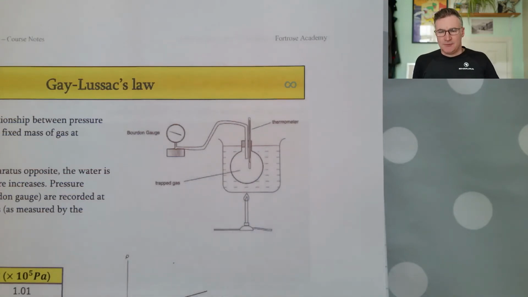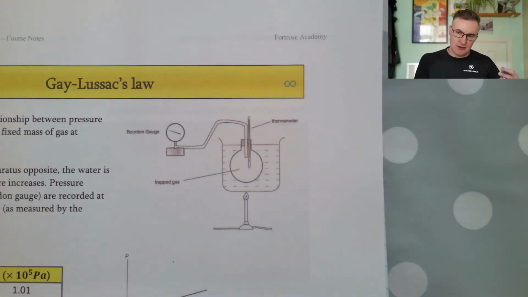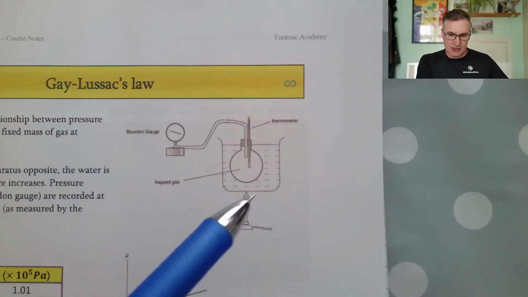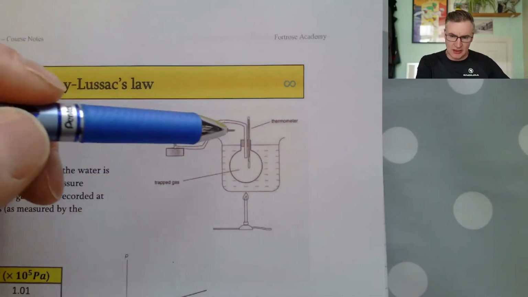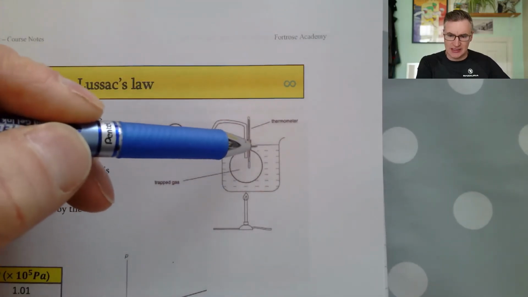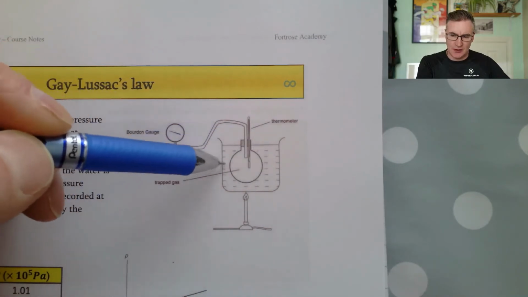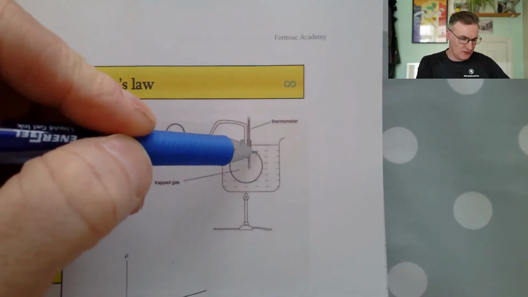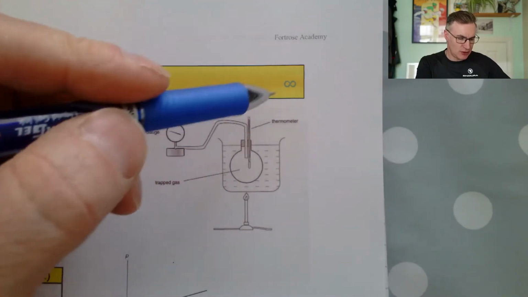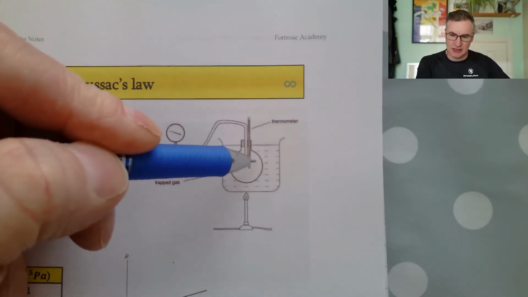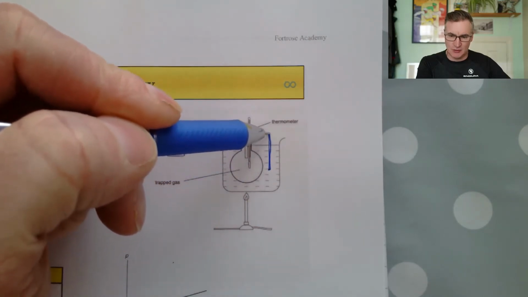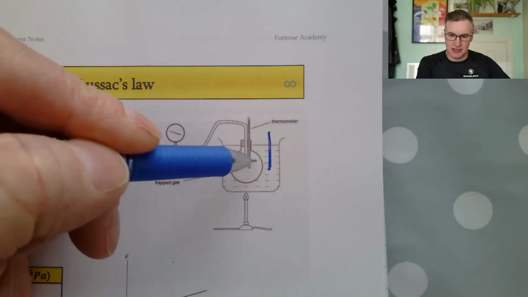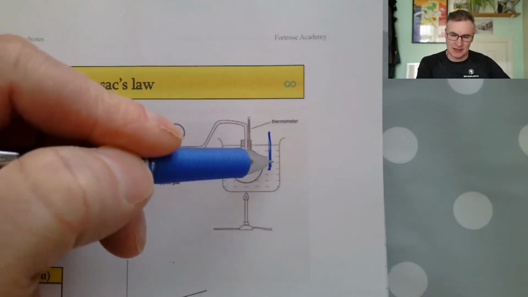Now, the reason I'm showing you this and not just sticking with the virtual physics description of it is that there's a couple of important things here. Number one being that the entirety of the flask is submerged in the water. So that's number one, all of the flask is submerged in the water. And number two, the thermometer is placed inside the flask and not just in the water. And so you're actually measuring here the temperature of the gas rather than the temperature of the water.